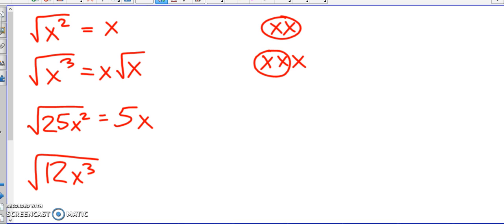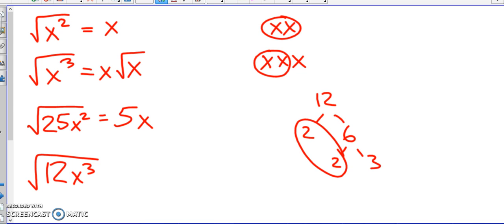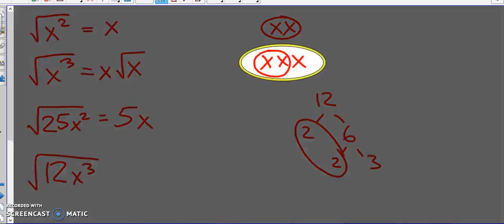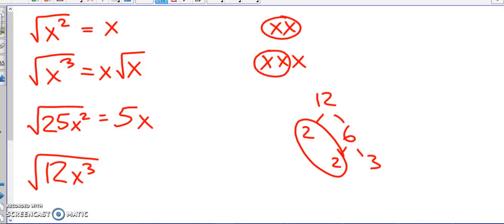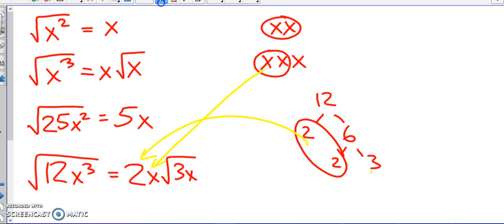The square root of 12x cubed, so I've got 12, which is 2 and 6, and then 2 and 3. So I've got a set of 2's there. And then notice I've still got this already worked out right here. So I'm going to have a 2 and an x for the outside. And then a square root, and then a 3 and an x for the inside. So just to kind of illustrate, there's your 2 times x, and there's your 3 times x.